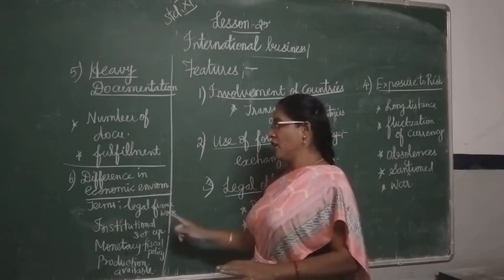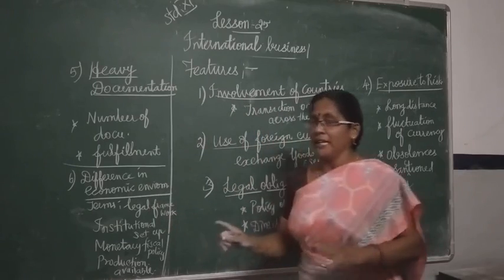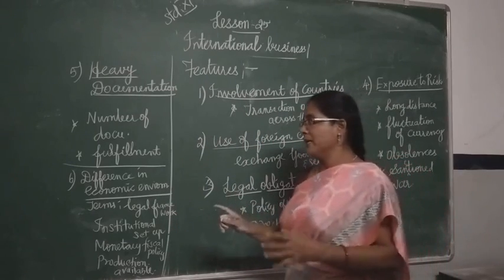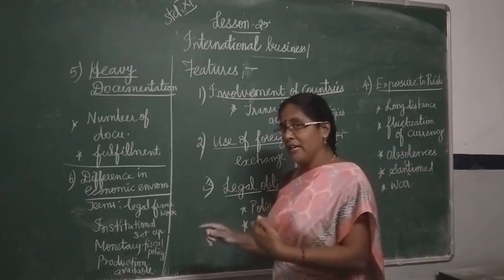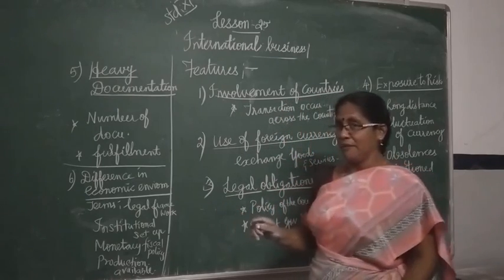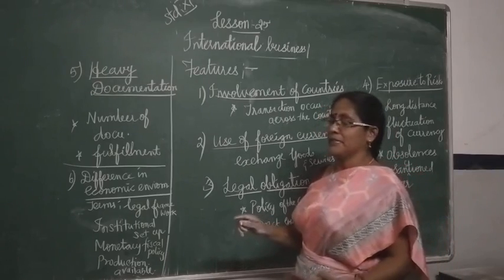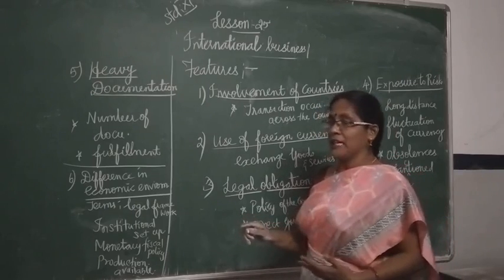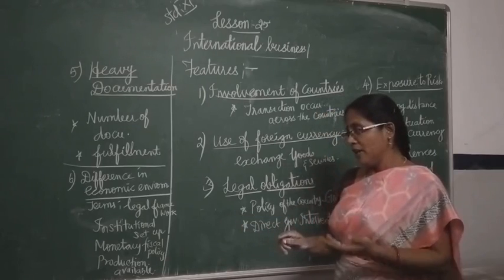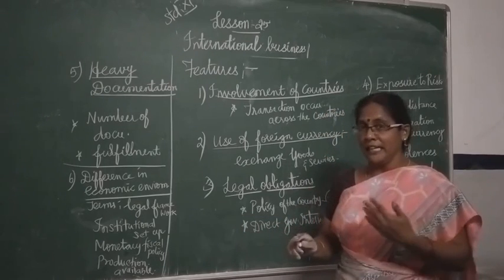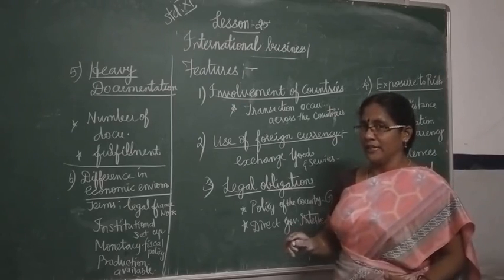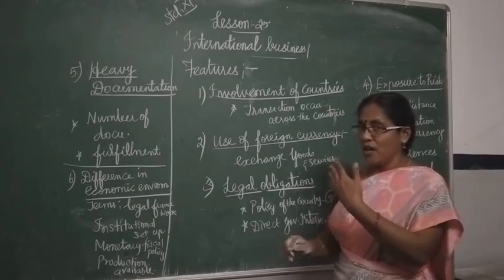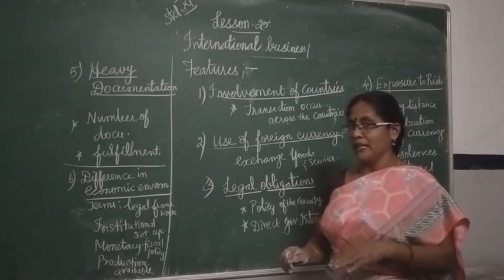Then difference in economic environment. Not only in the economic environment, they also differ in the legal framework. America's legal framework is different from India's legal framework. Then institutional setup is different, monetary and physical policies are different, and also production availability and techniques availability, everything is different from one country to another. So we have to satisfy all these things, then we can do the international business.